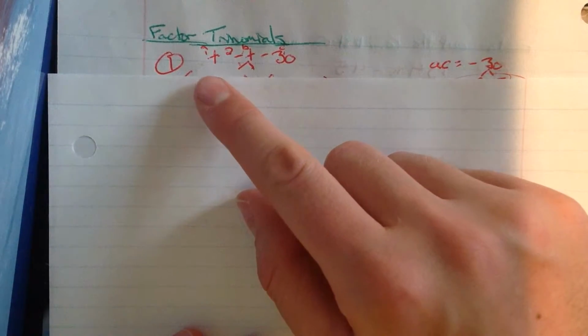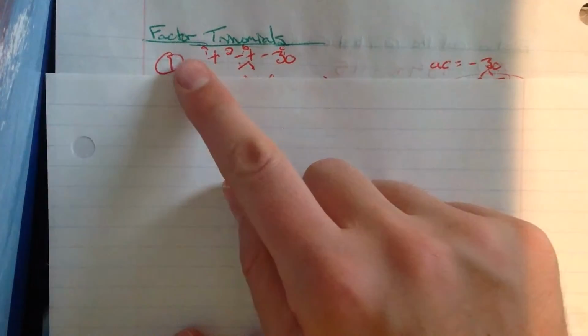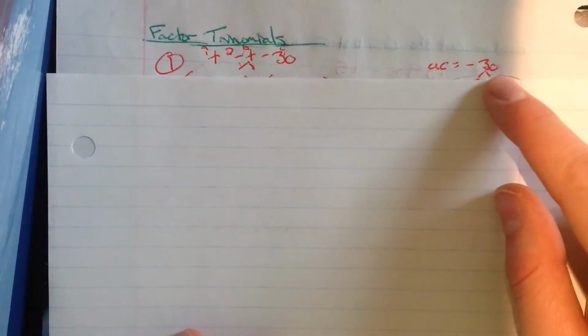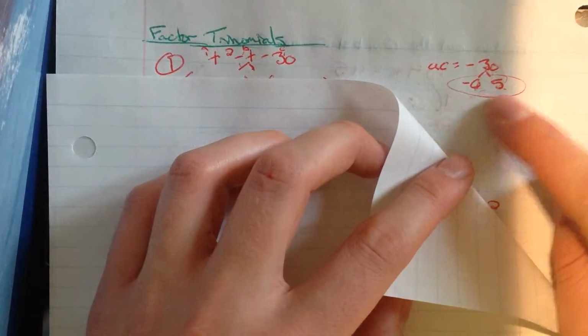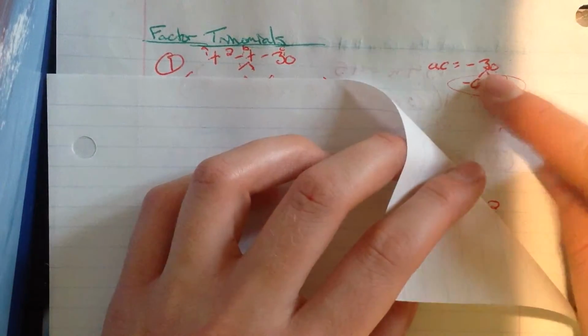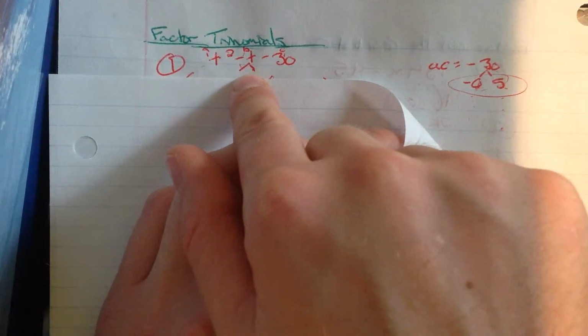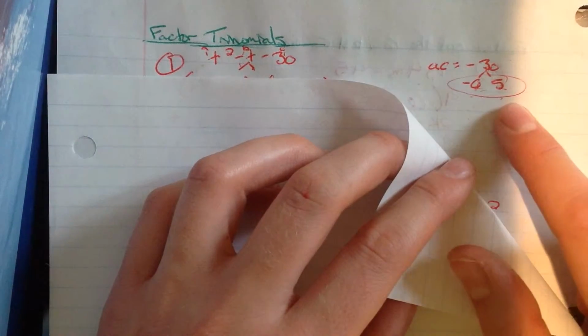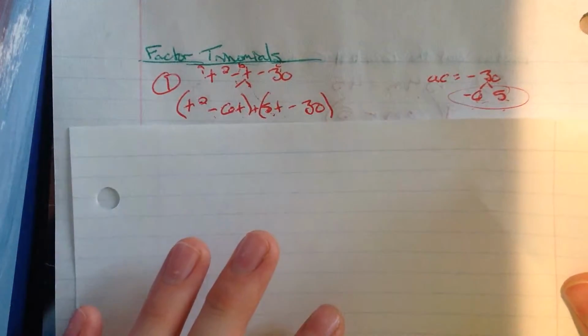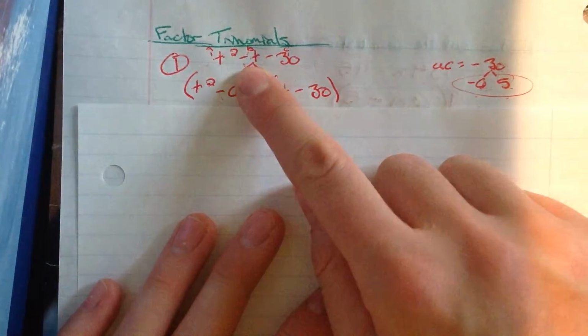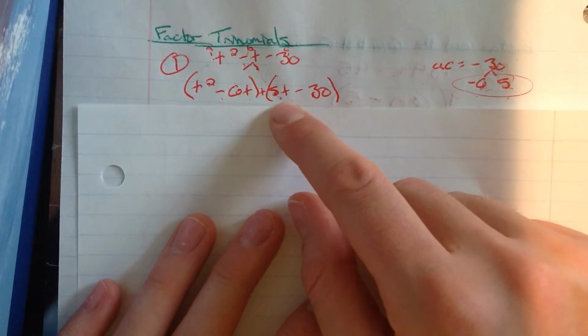We're going to do what's called the AC method. So I take the a and c terms times together. 1 times -30 gives me -30. I then go about finding factors that multiply to equal -30, but add to equal my b term of -1. So -6 and +5 work. So what I then do is stick those in for b of -1.